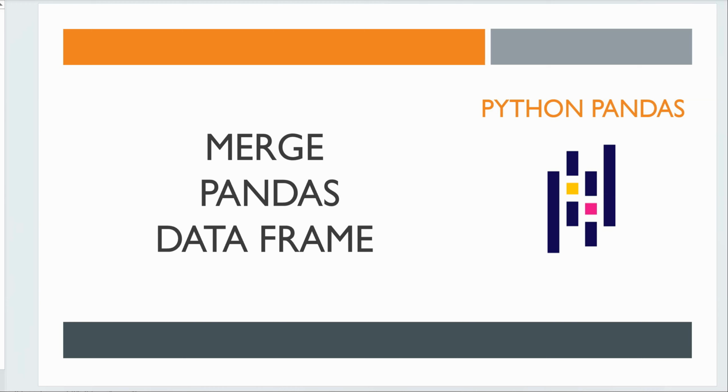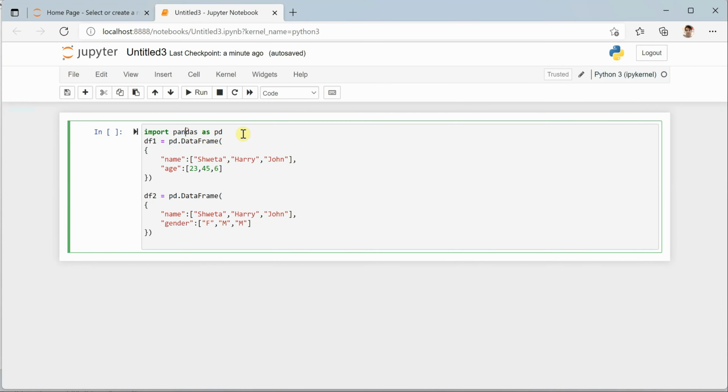Hello everyone, welcome back. In this video, I will talk about how we can merge Pandas data frames. So I am on my Jupyter notebook. Here I have already imported Pandas and I have created two data frames. Data frame 1 is holding 3 names and 3 ages. And then I have data frame 2, which is holding the same 3 names and the gender for all those 3.